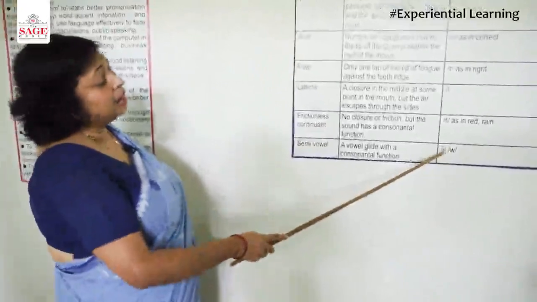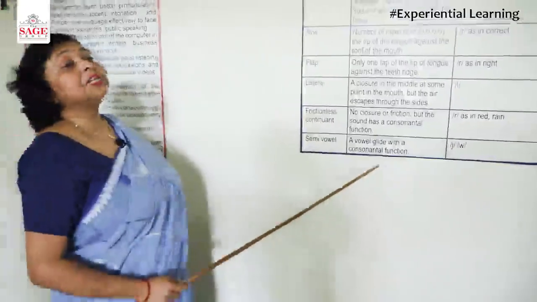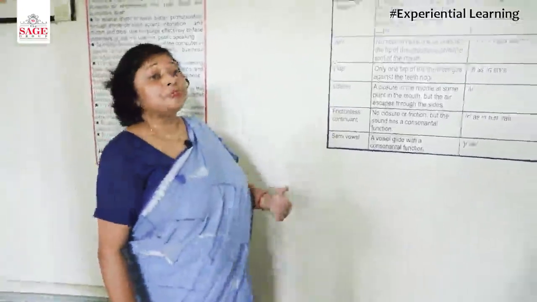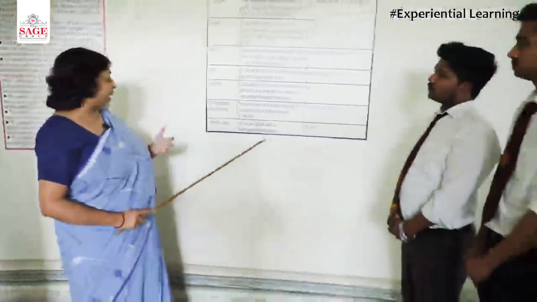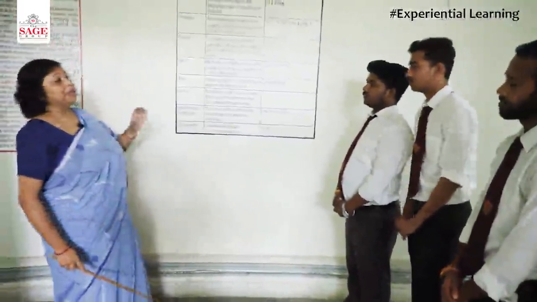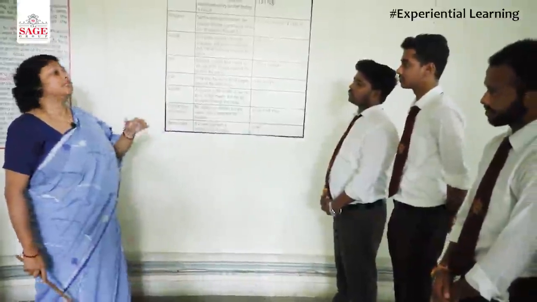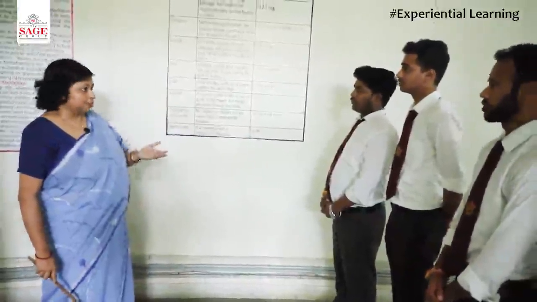This sound is, what is that? J, and what is that? W. It is working like a semi-vowel. It is a vowel glide with a consonant function. So sometimes it works as a vowel sound, sometimes it is used as a consonant sound.